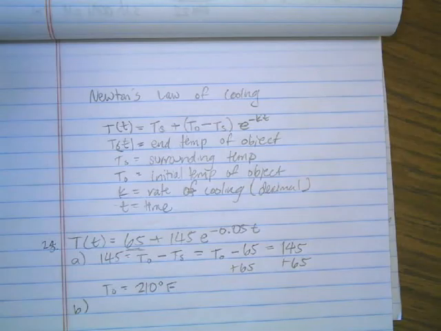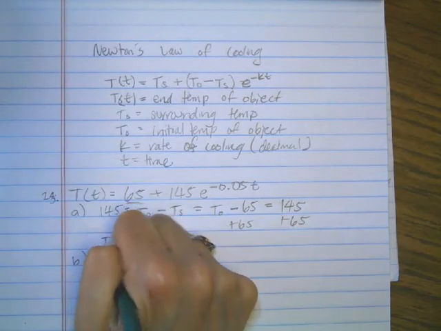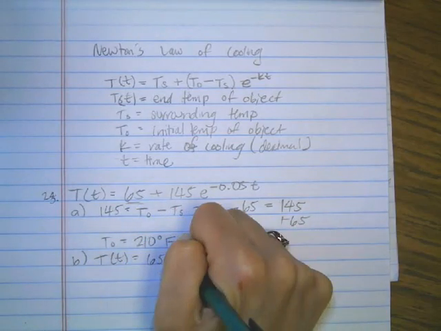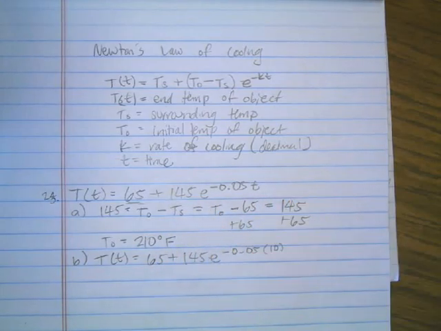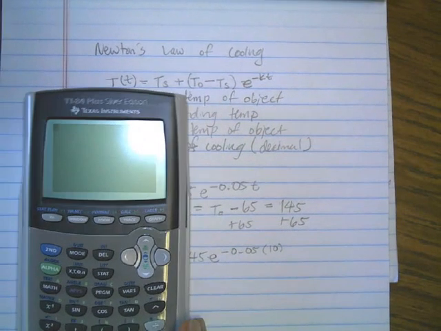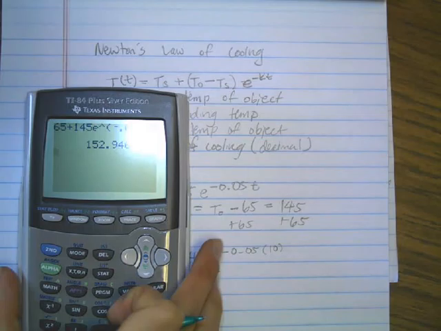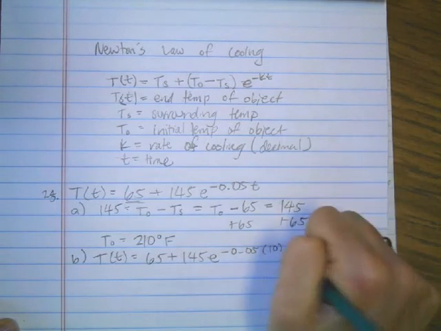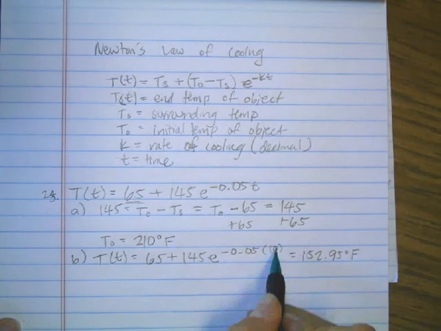Part B says, what is the temperature after 10 minutes? So we substitute 10 into the equation. 65 plus 145 e to the negative 0.05 times 10. So that's here, 65 plus 145 times e to the negative 0.05 times 10. And that gives us 152.95 degrees Fahrenheit. So after 10 minutes, it's 152 degrees.